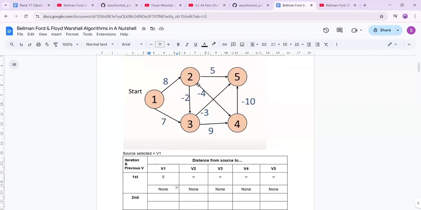From vertex 1 to vertex 2 or vertex 1 to vertex 3, we will explore the outgoing edges. Remember, whenever we check the outgoing edges, v1 to v2 is 8, so we update here. Our source is v1. v1 to v2 is 8, and v1 to v3 is 7. For v4 and v5, we can't actually explore them based on the original video.